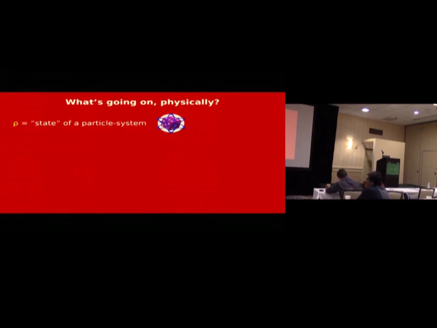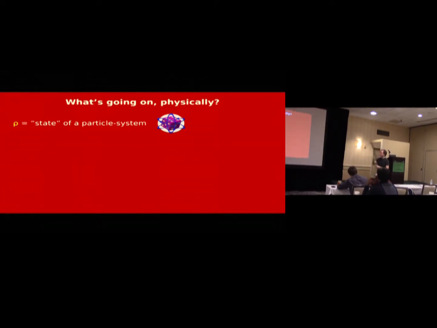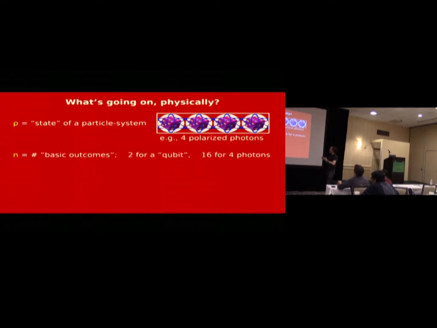So this state rho, this matrix, is the state of a particle system. And it's the laws of physics, everything, like you, me, a photon, has a quantum state, which is a matrix, a PSD matrix where the sum of the diagonals is 1. We call it rho. So one photon has a state, or if you have 4 photons hanging out together, those 4 photons jointly have a state that's defined by a matrix. And n is somehow the number of basic outcomes. So if you have 1 qubit, then the dimension n is 2. Or if you have 4 photons, the dimension is 2 to the 4, 16. So the state in this case is a 16 by 16 matrix.